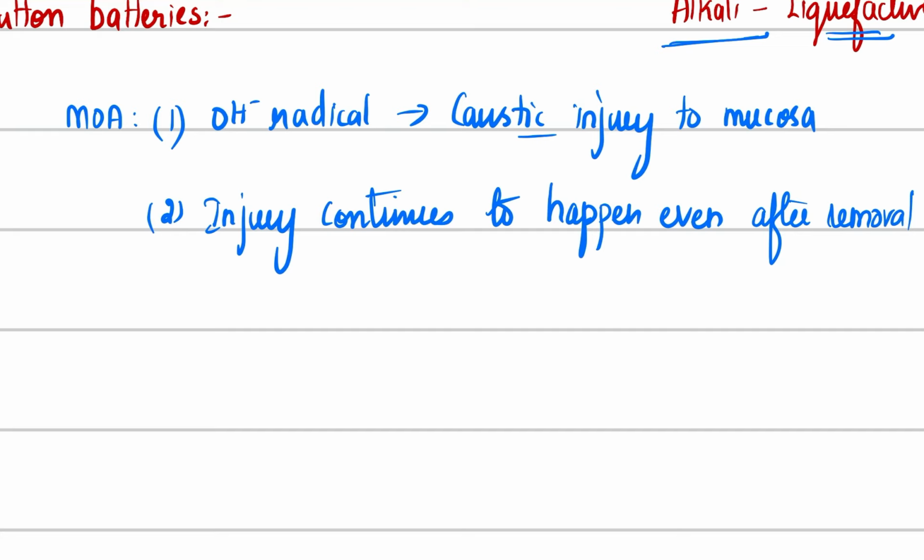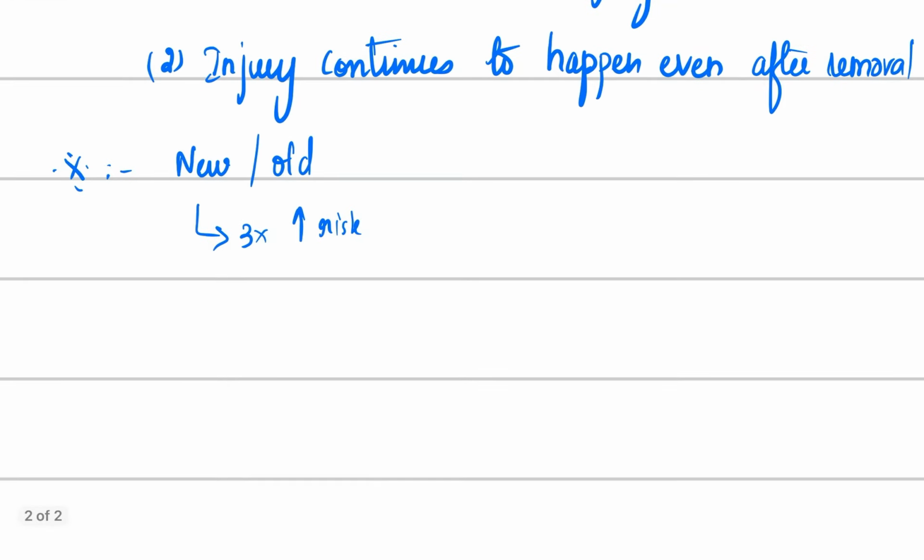So when a child is coming to you with button battery consumption, you will ask the usual W questions. How many was consumed? When was it consumed? Where was it consumed? Where is it now? So all those things you'll be asking. Apart from that, you will ask these questions: new one or an old one? Mind you, old one also will cause injury, but the new one can cause 3 times increased risk compared to that of an old battery.